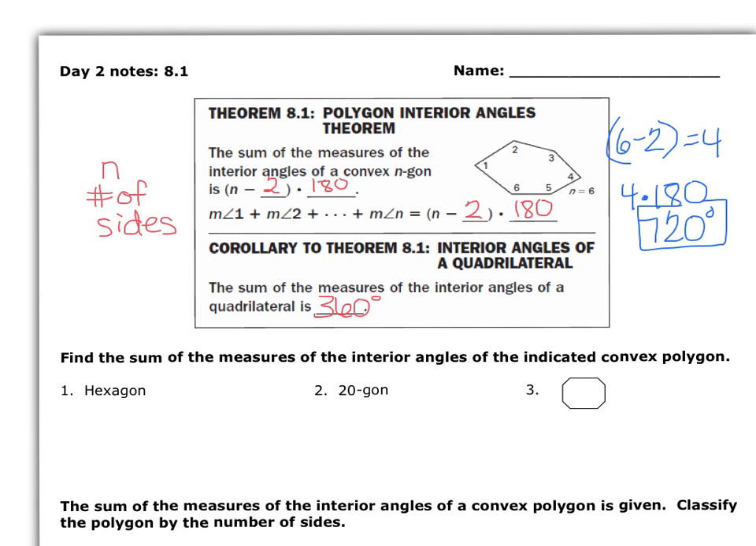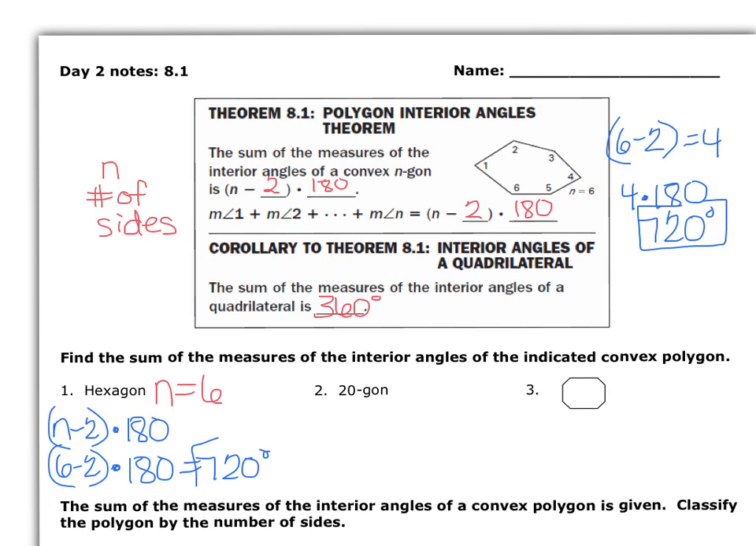We're going to find the sum of the measures of the interior angles of the indicated convex polygon. So a hexagon, so here, you're going to be given this word, and you're going to be responsible for knowing how many sides that is. So remember, you're going to have to know triangle, rectangle, pentagon, hexagon, heptagon, so forth and so on. So a hexagon has 6 sides, so we're going to do n minus 2, which we just did in that example, times 180. So 6 minus 2 is 4. 4 times 180 is 720 degrees.